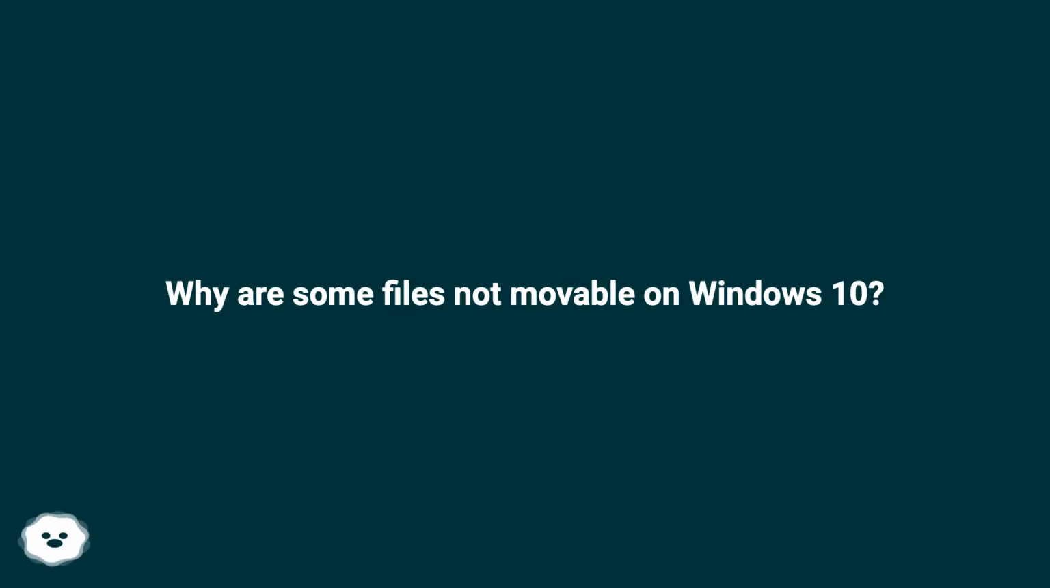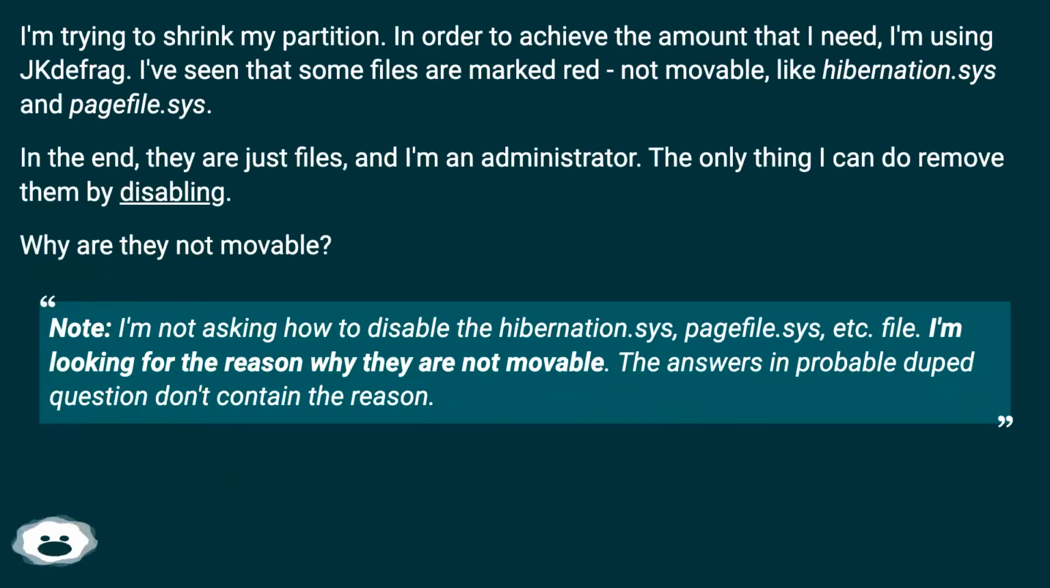Why are some files not movable on Windows 10? I'm trying to shrink my partition. In order to achieve the amount that I need, I'm using JkDefrag. I've seen that some files are marked red, not movable, like hiberfil.sys and pagefile.sys. In the end, they are just files, and I'm an administrator.